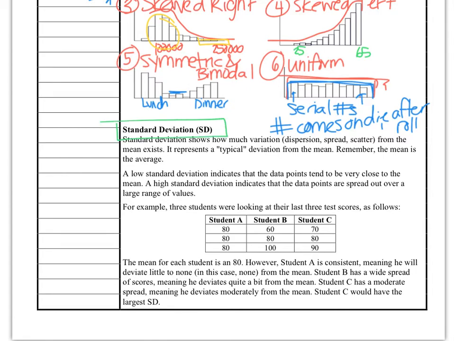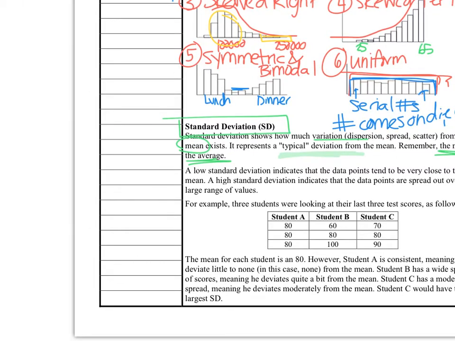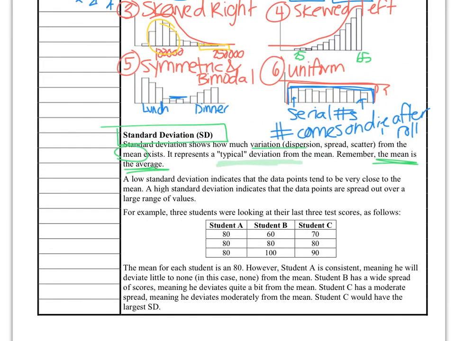Standard deviation shows how much variation, dispersion, spread, or scatter from the mean exists. Remember that the mean is the average. Okay, and standard deviation represents a typical deviation from the mean. So it's like everybody is often that 5'5" height, but then we might have some people on those tail ends with the 4'10" and the 6 foot people, and we want to know how many standard deviations they are from the mean. How much do those numbers deviate from that mean of, say, 5'5"?